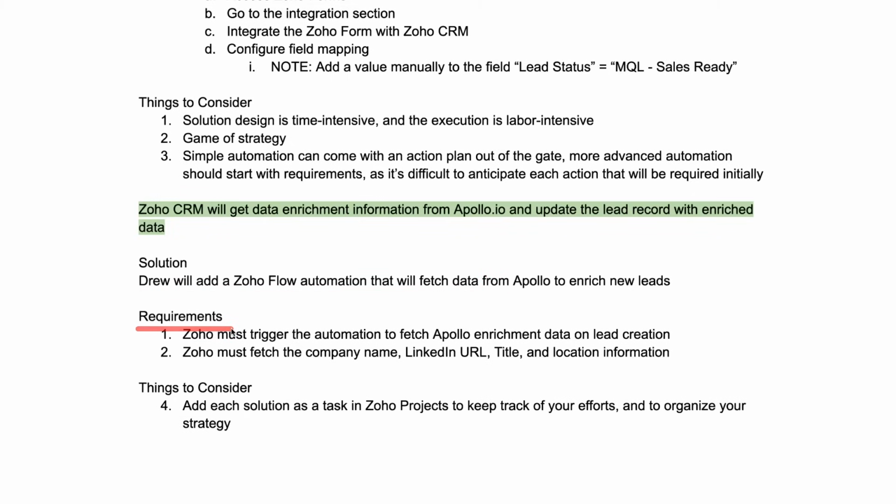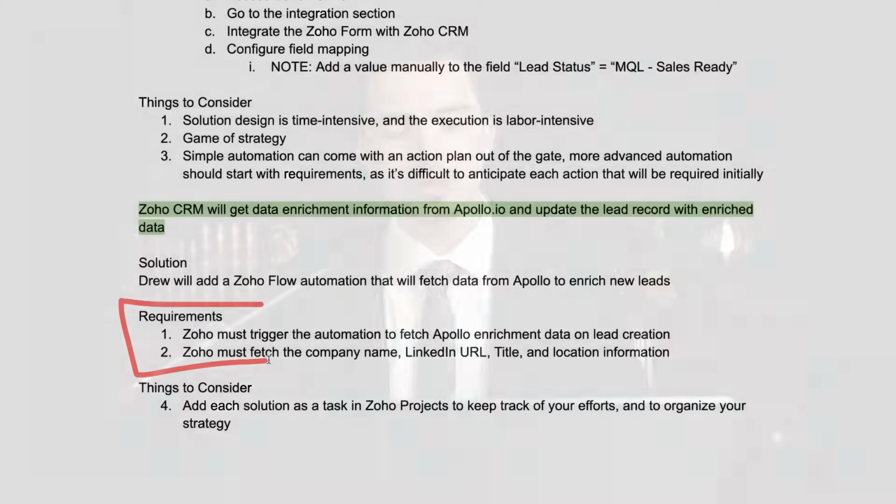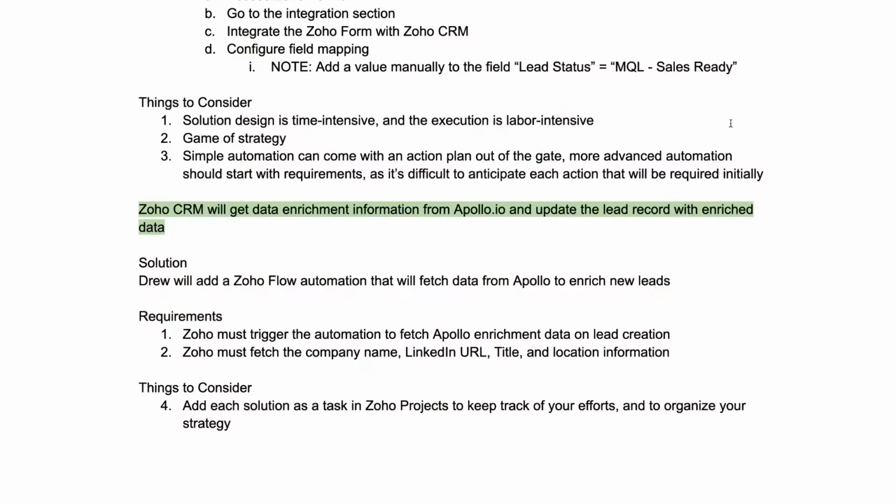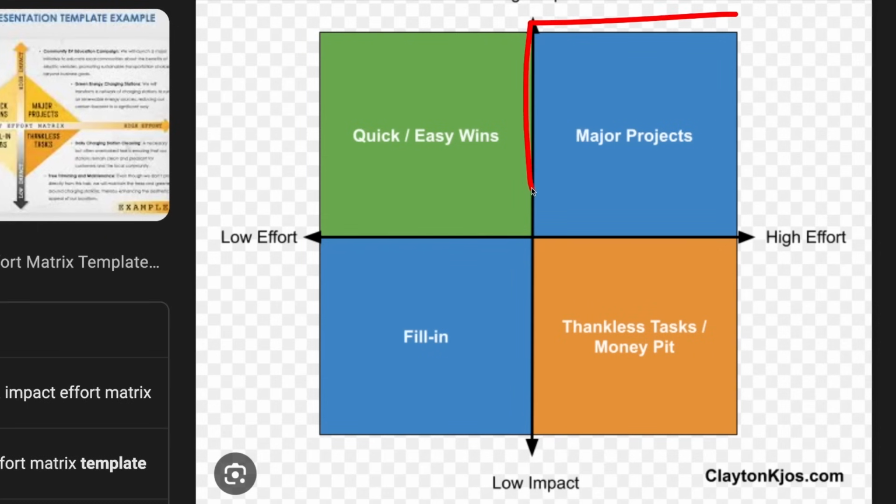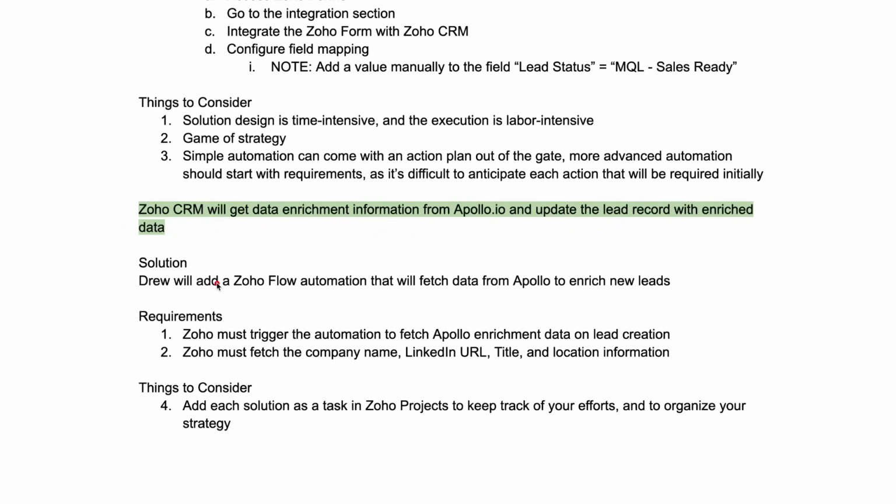Now we come to requirements. So I don't know every single step right now in the design phase that's going to be required to build that automation for Apollo. Okay, there's a new API I have to learn. I have to go through that API and figure things out. So if we were looking at the effort impact board, this would be more of a long-term thing, right? A major project, or it seems like it'd be more of a major project. So what I need to do is outline requirements, okay?